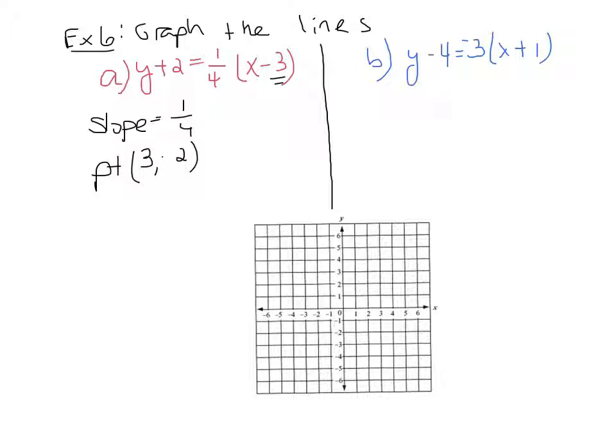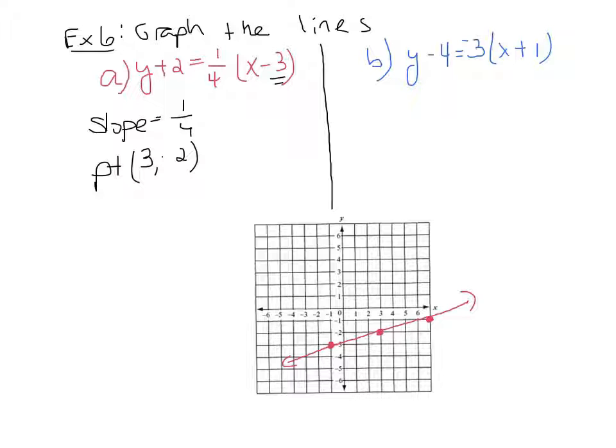Let's plot the point 3, -2 right here, and we will use the slope of 1/4 to find a second point. So up 1, 2, 3, 4, and to the right 4, or of course down 1 and to the left 4. And we can graph the line in red.